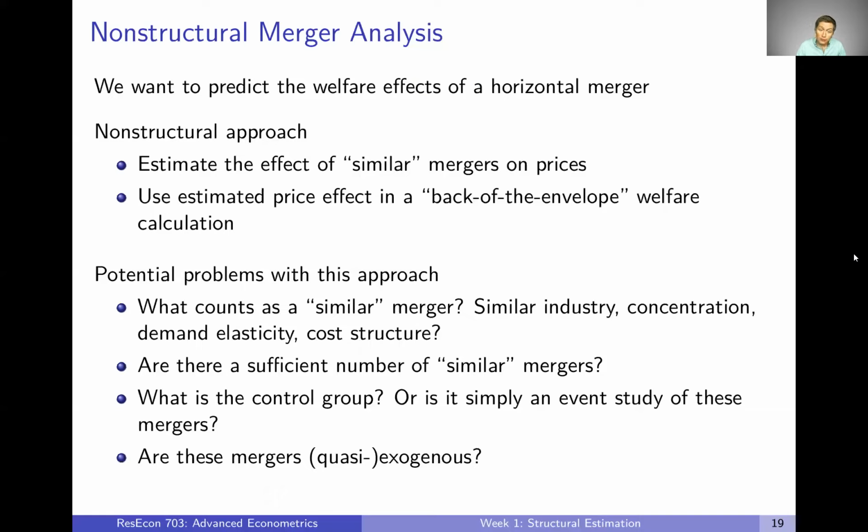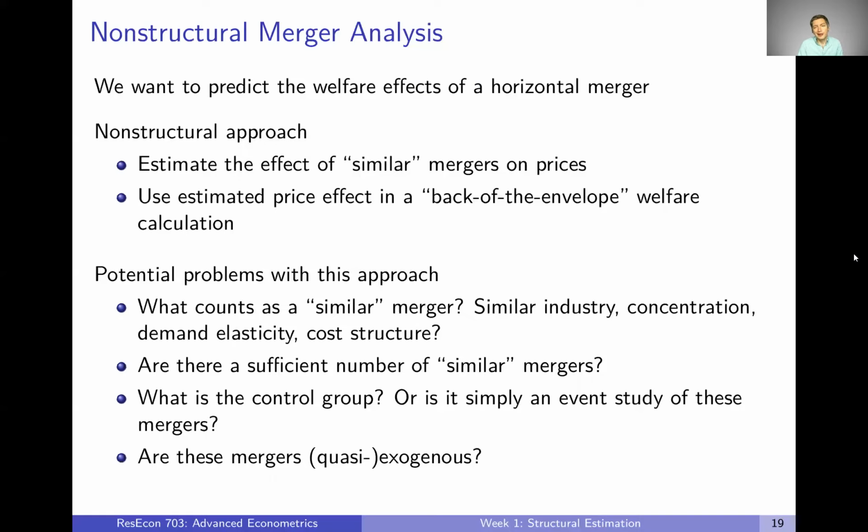Well, what are some potential problems with this approach? First, we have to think about what counts as a similar merger. We're going to use data on past mergers that are similar. What counts as similar? Do we want something in the same industry or a similar industry? Do we want to look at industries with similar concentrations? Products where demand elasticities are similar? Industries where cost structures are similar? There are so many different dimensions on which to define similar that it's hard to even come up with what we mean by similar.